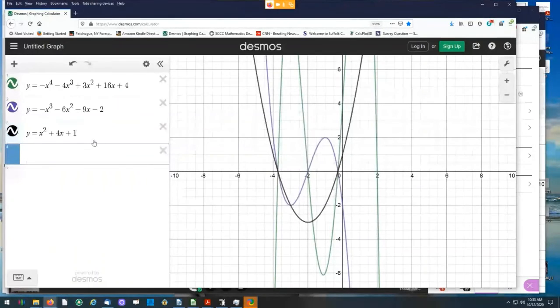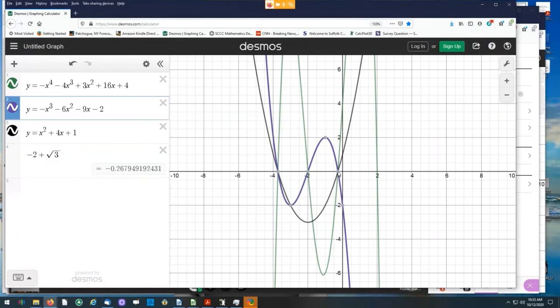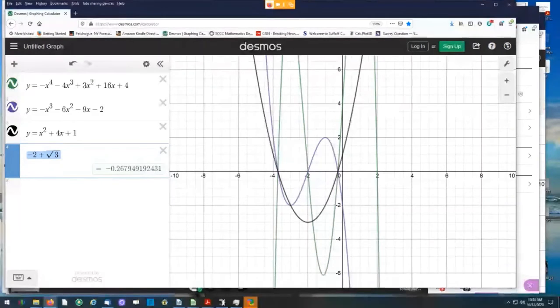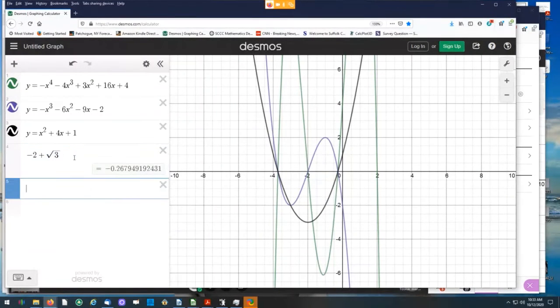So if I come over, put those two zeros in, so I put a negative 2 plus square root of 3. And that's one over here, minus 2.268. You can see that's exactly it. And then the other one as well, negative 2 minus the square root of 3. And that will give my other 0 over here.